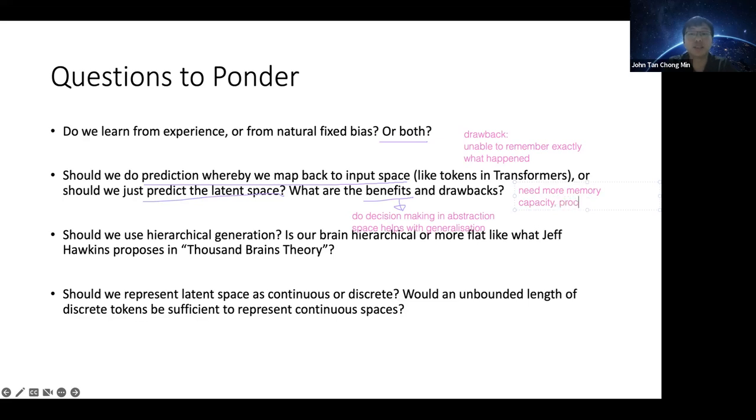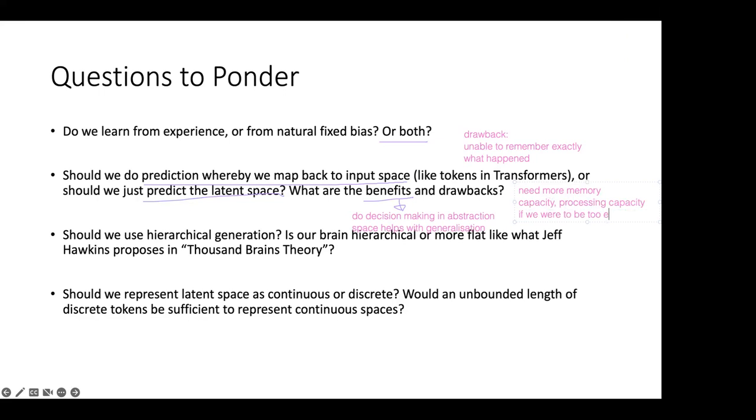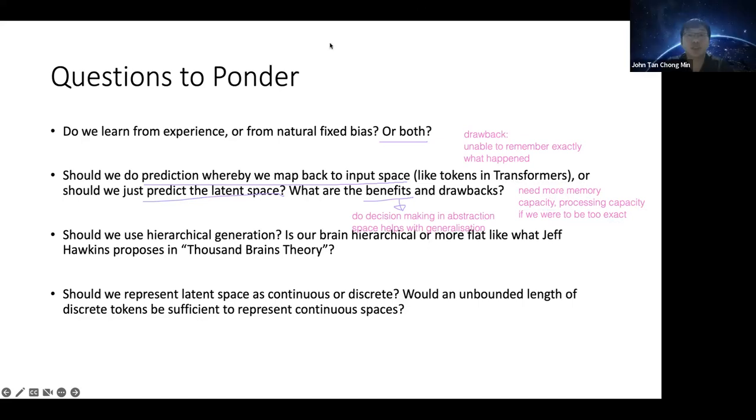And also processing capacity. So basically we can tune ourselves based on the task to come up with the most efficient latent space, right? Actually, that's a very interesting point. Is the latent space task dependent? Yeah, I do think it is task dependent, but how does the brain do it then?